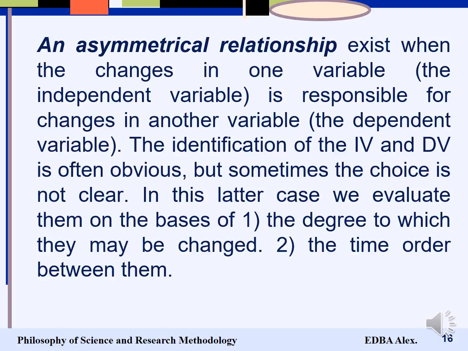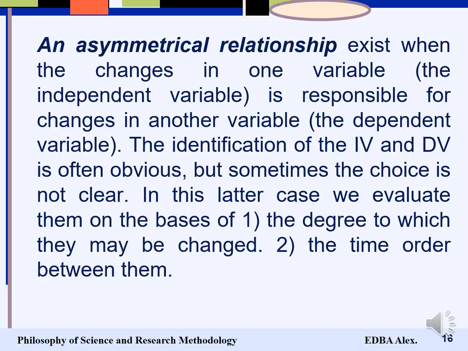The identification of the independent variable and the dependent variable is often obvious, but sometimes the choice is not clear. Sometimes we find a relationship between two variables, but we do not know which one is the dependent and which one is the independent. Here we have two different methods. The first method is to see the degree of changeability of each one. The second is the time order between the two variables.